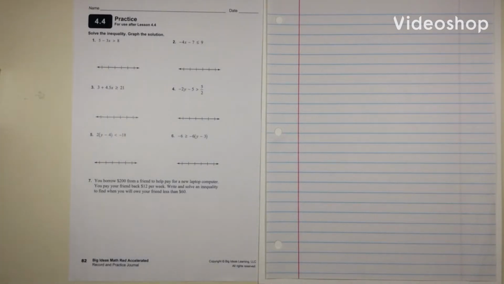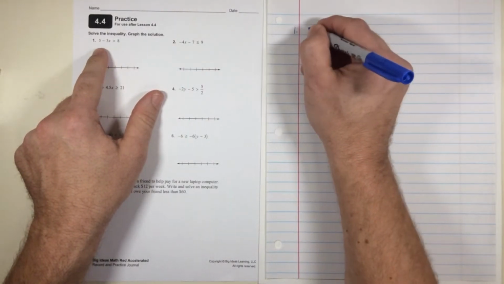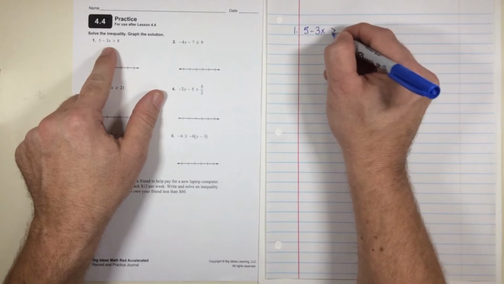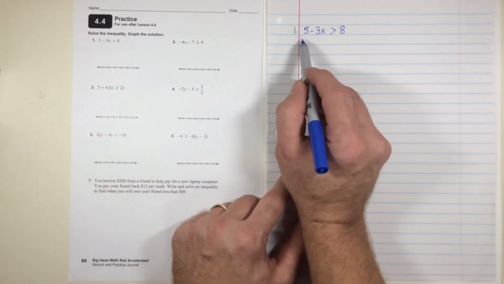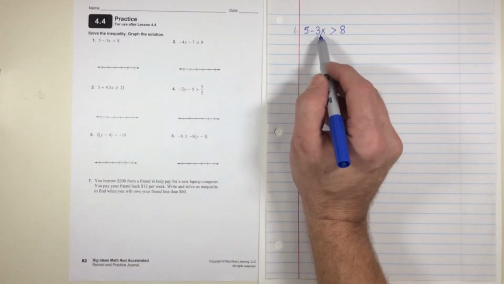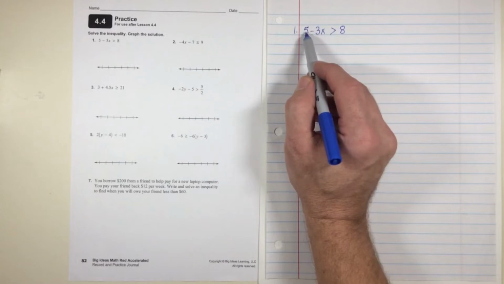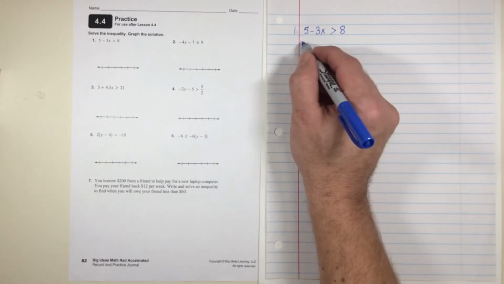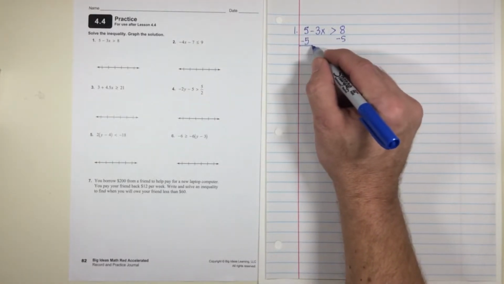Hey, this is journal page 82, section 4.4, number 1. 5 minus 3x is greater than 8. So we undo the addition and subtraction first. Now I'm not going to add 3x because it's this 5 I want to get rid of. And I'm not going to add 5 because I'm not subtracting 5. I have a positive 5 here. I need to subtract 5 from each side.